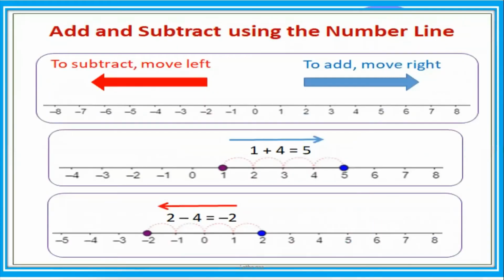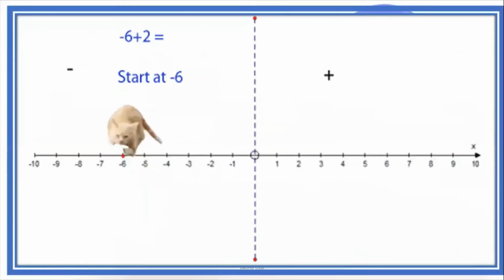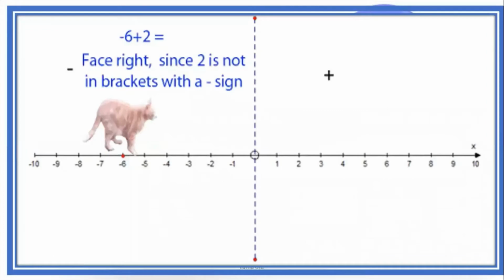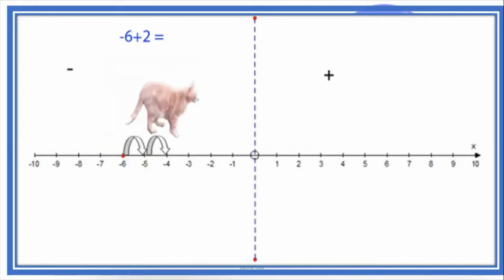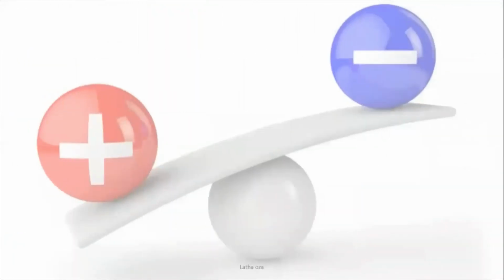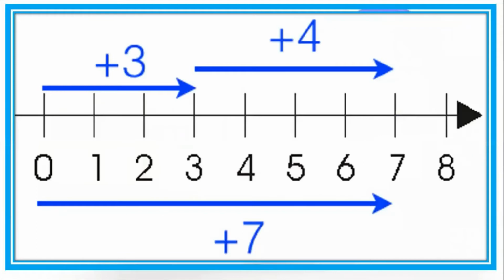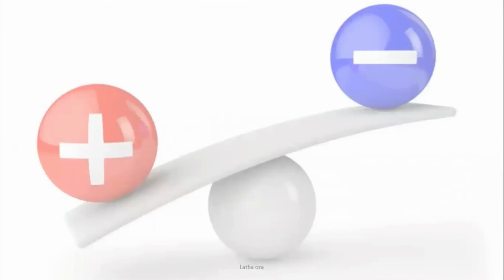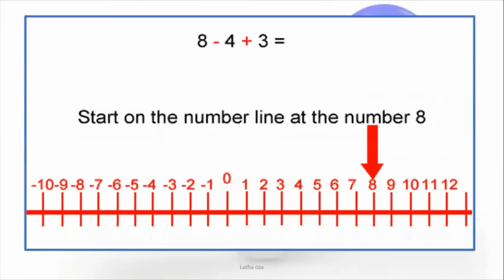Add and subtract using a number line. To subtract, we move towards the left, and to add, we move towards the right. For example, minus 6 plus 2. So we move towards the right, and the answer is minus 4. Plus 3 plus 4 is equal to plus 7. Now 8 minus 4 plus 3.